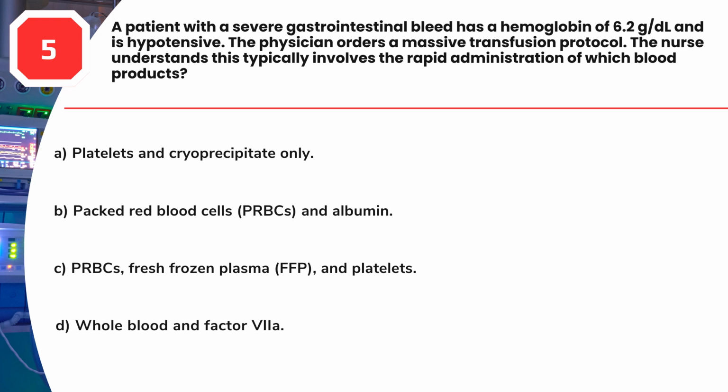Question 5. A patient with a severe gastrointestinal bleed has a hemoglobin of 6.2 g/dL and is hypotensive. The physician orders a massive transfusion protocol. The nurse understands this typically involves the rapid administration of which blood products? A. Platelets and cryoprecipitate only. B. Packed red blood cells, PRBCs, and albumin. C. PRBCs, fresh frozen plasma, FFP, and platelets. D. Whole blood and factor VIIa.